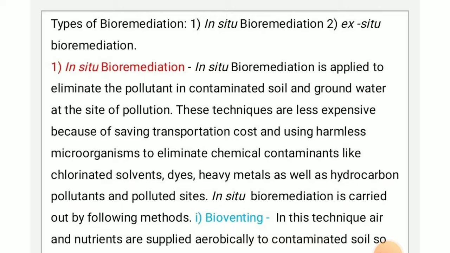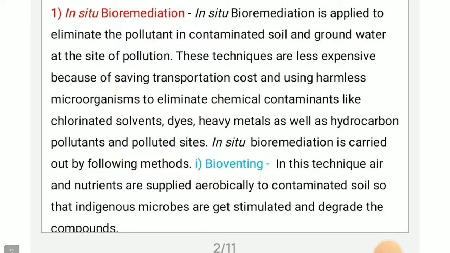These techniques are less expensive because of the savings in transportation cost, and they use harmless microorganisms to eliminate chemical contaminants like chlorinated solvents, dyes, heavy metals, as well as hydrocarbon pollutants at the polluted site.